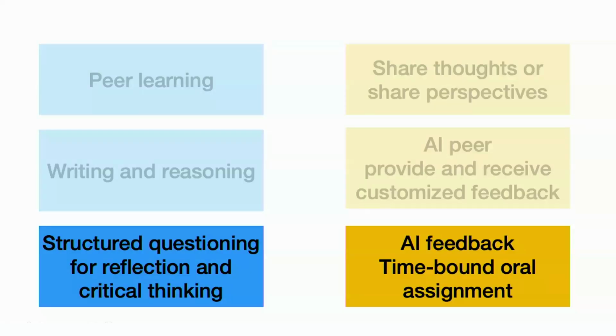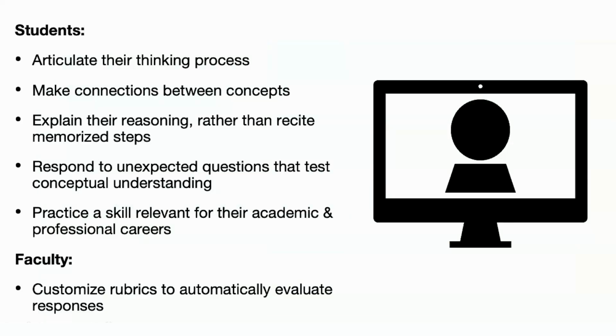So we do an AI feedback. This is more like a time-bound oral assignment. We want to use a time-bound oral assignment for several reasons. One is that we want them to be able to articulate their thinking processes, right? So step 1, this is what I'm trying to do. Step 2, step 3, step 4. And then how they make all the connections between their thinking process, the concepts, and the concepts we want to deliver through the class materials.